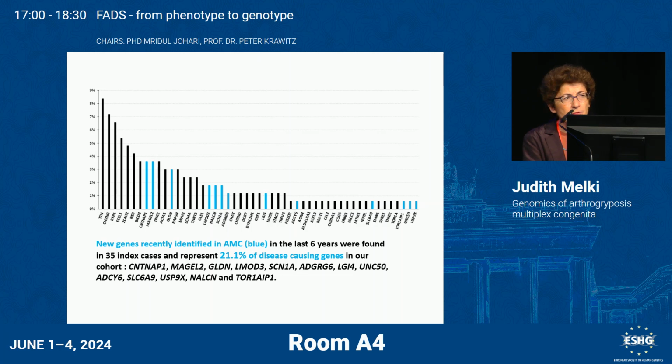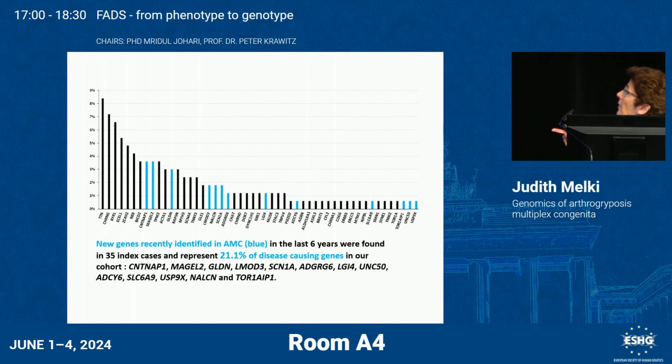Among the genes that we identified during the last couple of years, you can see the frequency of genes identified in this cohort of patients. In blue are the genes which we, or our collaborators, identified recently, in the last 6 years, and it represents 21% of disease-causing genes, which is a high percentage. And it includes a couple of genes that I will come back to.